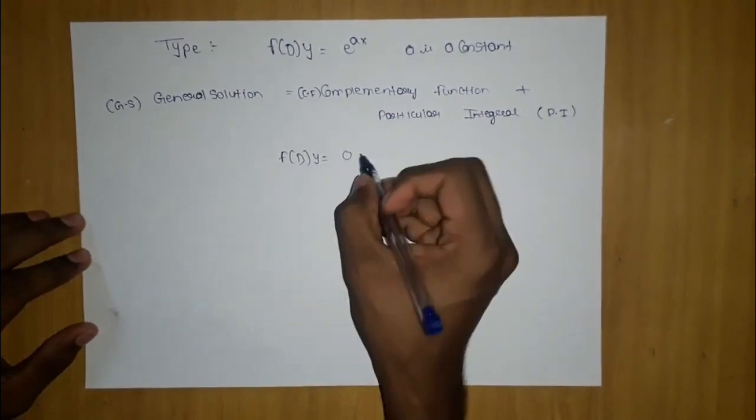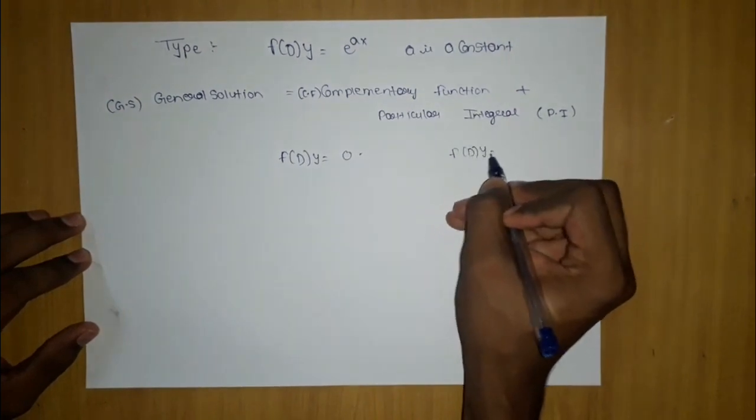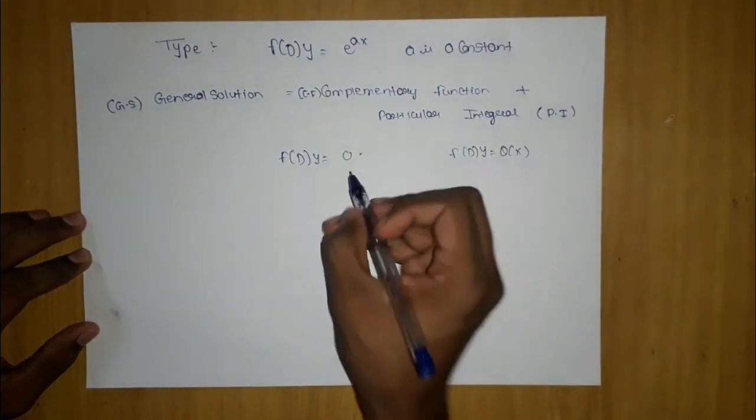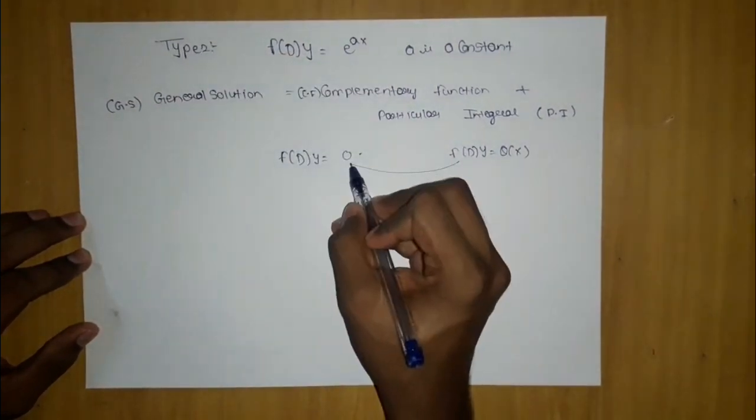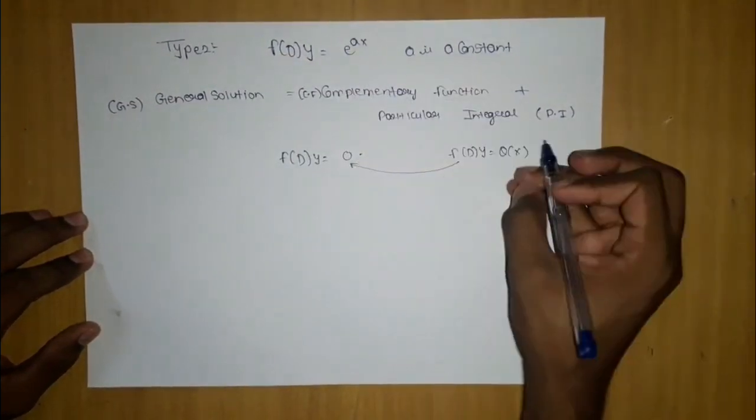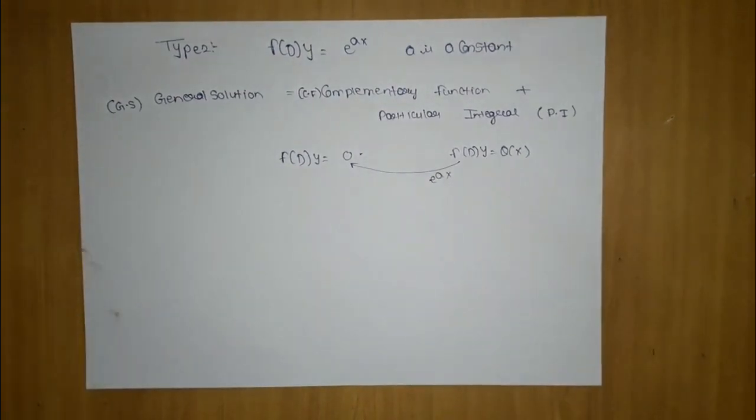Further on, in the first type which we saw, the standard format was f of D into y equals 0, and the most general form is f of D into y equals q of x. In type 1 we replace this by 0, and in type 2 we are replacing it by e power ax, where a is a constant.